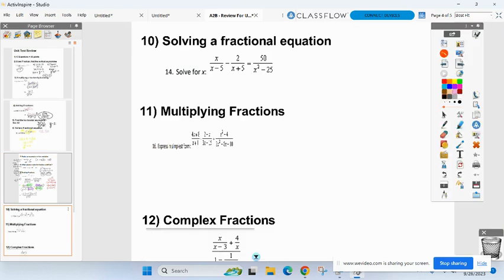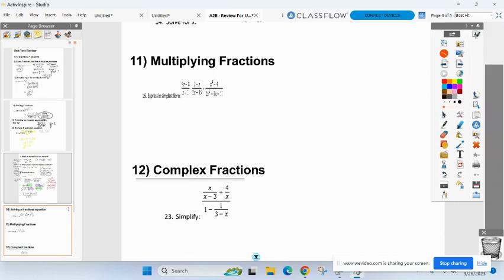Okay, solve fractional equations. We've gone over that already. Multiplying is the same as dividing. I guess we've got to go over complex fractions, huh?